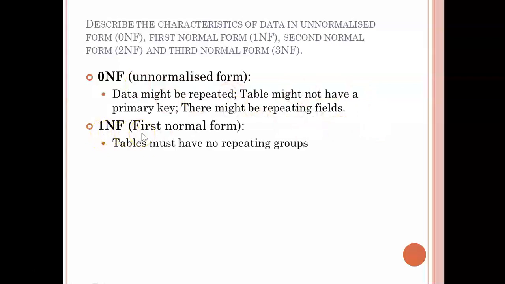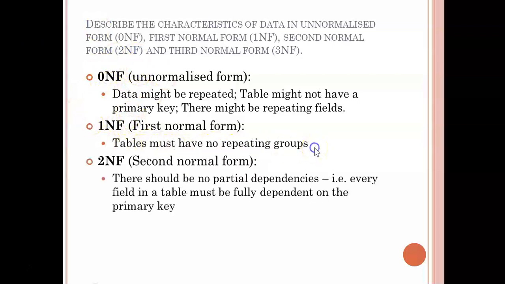1NF form is having a table that has no repeating groups. So if you start with a table that might have repeating groups, and you separate it from that table into its own Excel file and remove the duplicates from that file, you then might have a 1NF form type of database if you had to import those tables into Access. So to go from 0NF form to 1NF form, you just have to remove repeating groups.